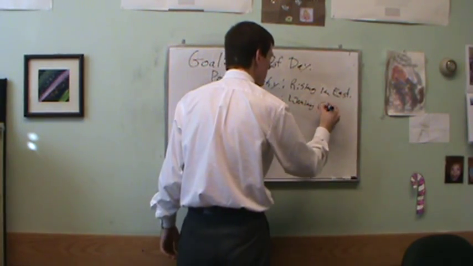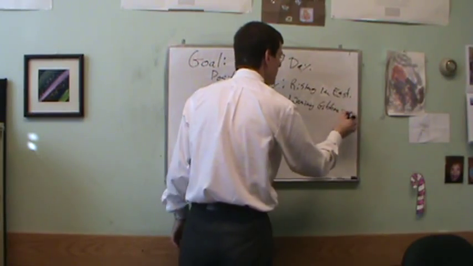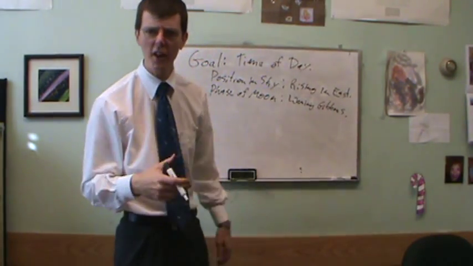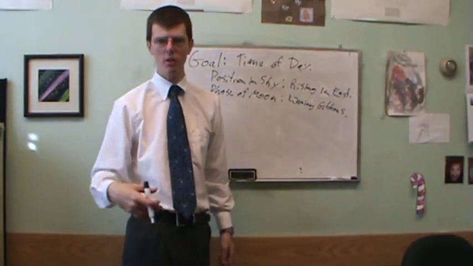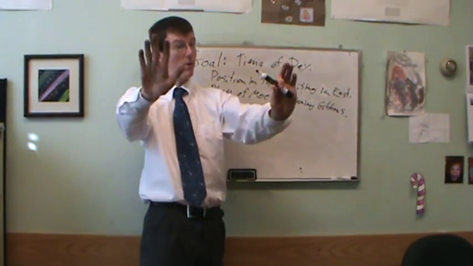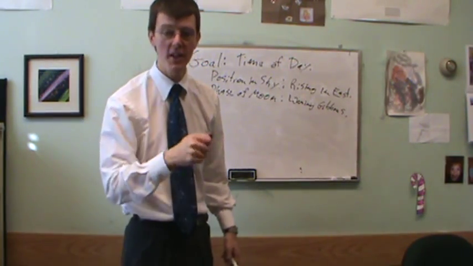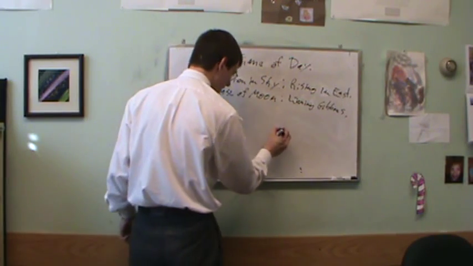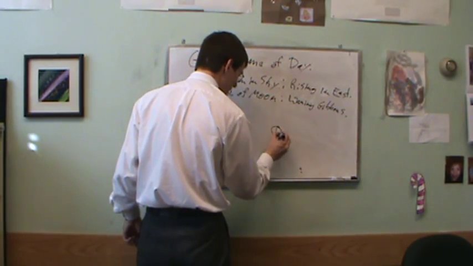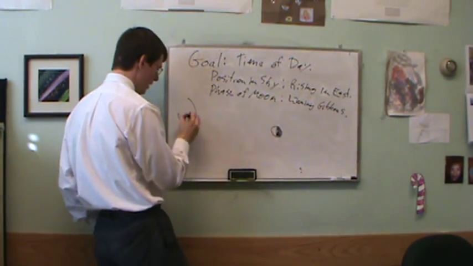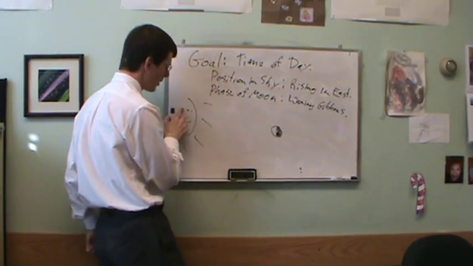Waning gibbous. So somebody says, hey, I was out the other night and I saw this waning gibbous moon and it was rising in the east. And I can say, stop right there. I can tell you what time of day you were looking. Let's figure it out. Again, lay down the Earth. There's the Earth. There's the sun.